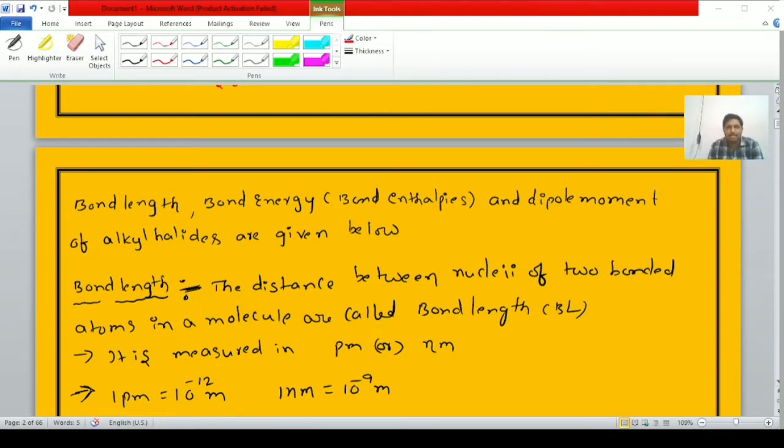Next, students, in the nature of the C-X bond, we are discussing a continuation. Bond length, bond energy, which is also known as bond enthalpy, and dipole moment of alkyl halides are given below. In the case of alkyl halides, we are discussing what is the bond length, bond energy and dipole moment, and their corresponding decreasing or increasing orders. Very interesting, students, from a competitive point of view, especially KCET and NEET, they will ask this type of questions.